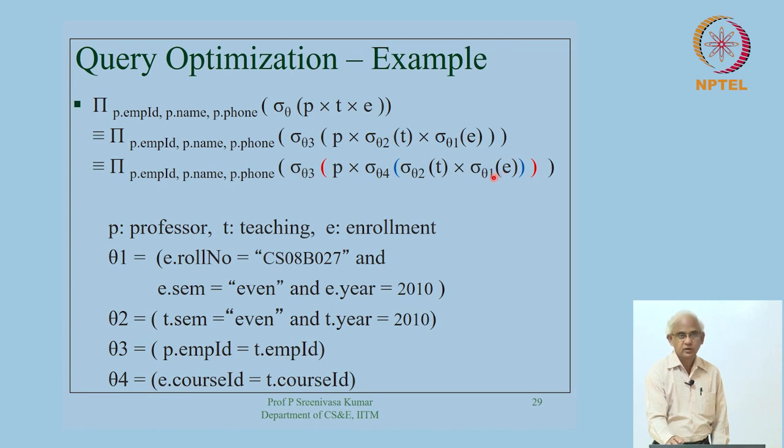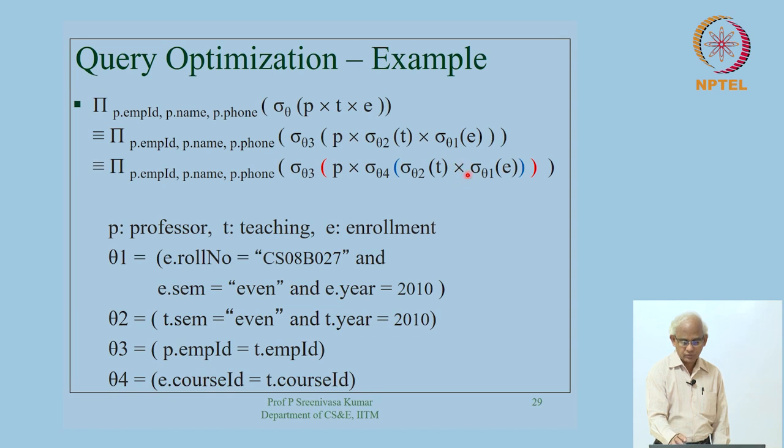Now you can see that these selection conditions are going down the tree. Now this theta 3, which has P and T, has to remain here, because it is involving P and something else, so it has to remain. Okay, I hope it is clear up to this.